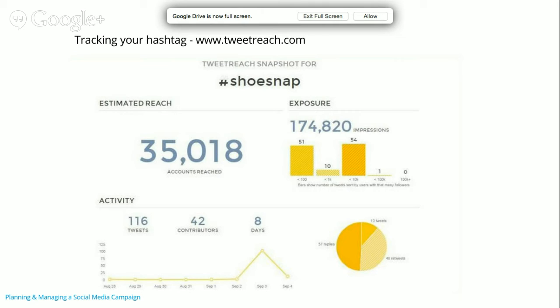You can go back to them and say, even if you didn't win, thanks for getting involved in the campaign. Your shoes made a difference. And if you come into our office, even though you didn't win, your shoes may be at some point on our wall because we're going to keep rotating the shoes. We've got all this content. We're going to keep changing them. So you can see that tweetreach.com gives you quite a lot of activity to track.